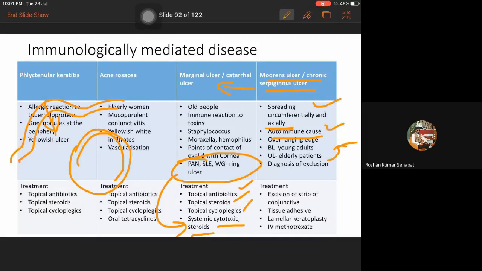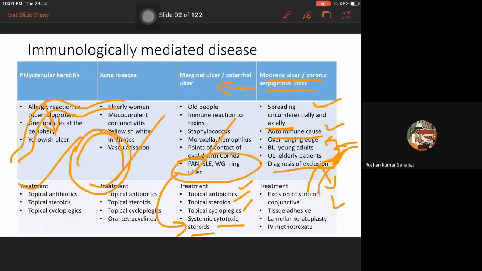Suppose this is the cornea, this is the limbus, this is the overhanging edge, this is the base of the ulcer. Okay. And normally, when you make the diagnosis of Mooren's ulcers, it's a diagnosis of exclusion. You have to keep it in mind. You rule out all the causes, and if you think it does not fit in any other category, then it's a marginal ulcer.